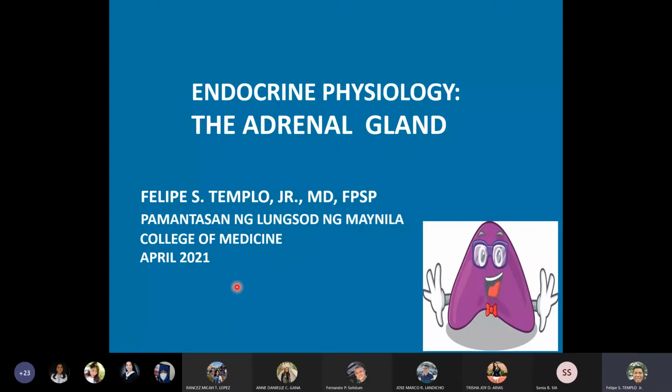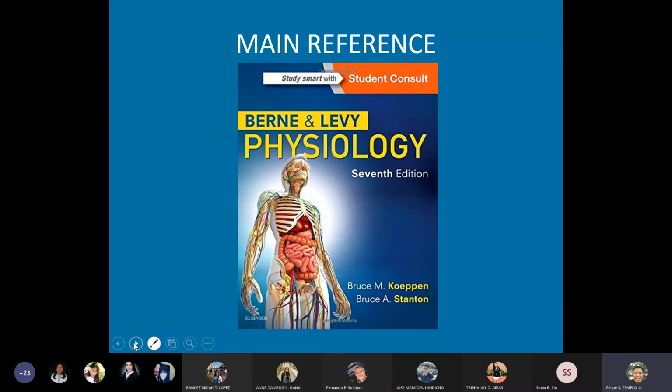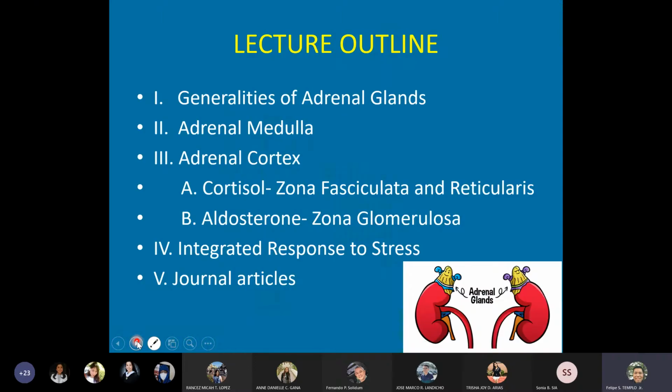So let's start with the endocrine physiology, the adrenal glands. The main reference of this is your Berne and Levy Physiology, 6th or 7th edition.